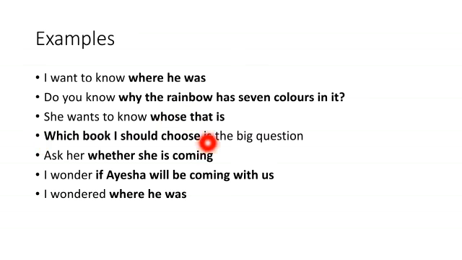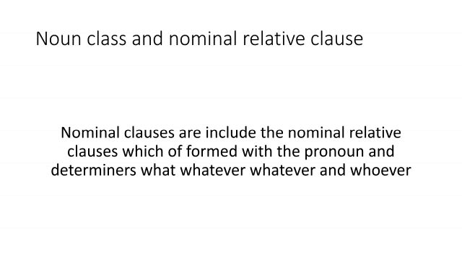Which book I should choose is a big question. This is a big question, that which book I should choose. So which book, the conjunction in the beginning, joins with the whole of the sentence. Ask her whether she is coming, so whether is a conjunction here. I wonder if Aisha will be coming with us, so if is the conjunction here. And I wonder where he was, so where is the conjunction here that is joining both the independent and dependent clauses.